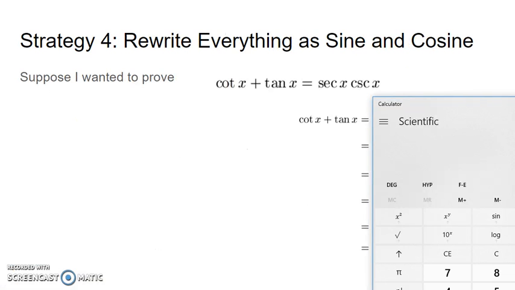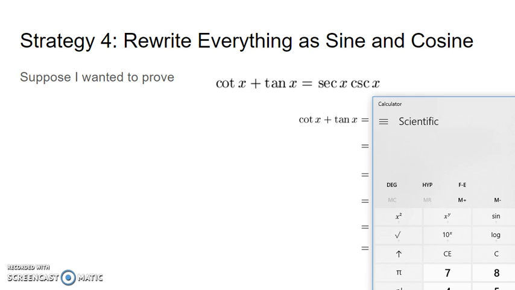And one last thing here, one last example before we close out. If all else fails, if you can't turn the left-hand side into the right-hand side, if you can't turn the left and the right individually into some third expression, if the identities you can think of or have access to just don't seem to be panning out, you can just rewrite everything as sines and cosines and go from there. So suppose I wanted to prove cotangent plus tangent is actually equal to the product of secant times cosecant. And that might offend some sensibilities, but hear me out.